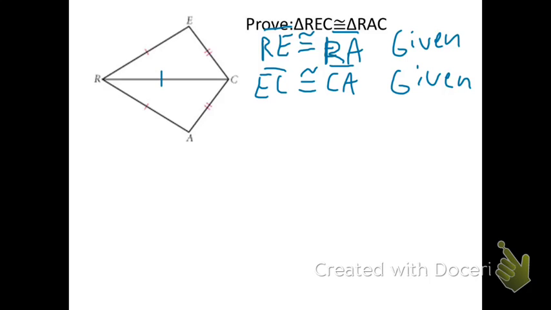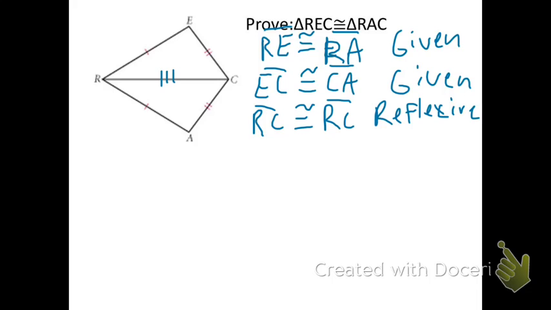Now, look at RC. Well, RC is shared in both triangles. So if RC is 10 inches in triangle REC, it's obviously going to be 10 inches in triangle RAC. So RC is congruent to itself. And to do that, you should write the reflexive property.